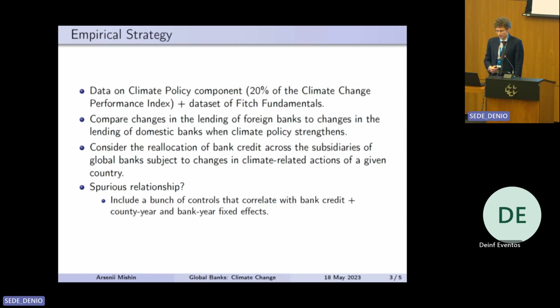tighter. And the second exercise is that the authors consider how bank credit is reallocated across the subsidiaries of global banks subject to climate-related actions of a given country. And in order to deal with the possibility of spurious relationships, the authors include those variables that are correlated with climate policy and bank credit, and they also include country-year and bank-year fixed effects.